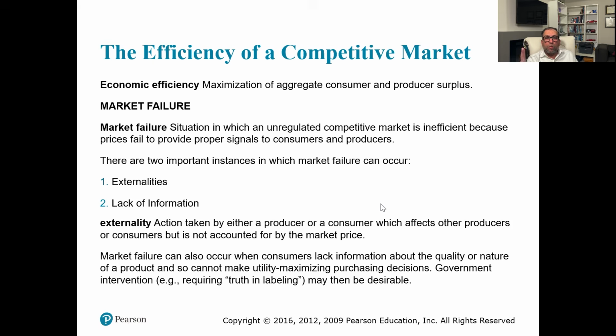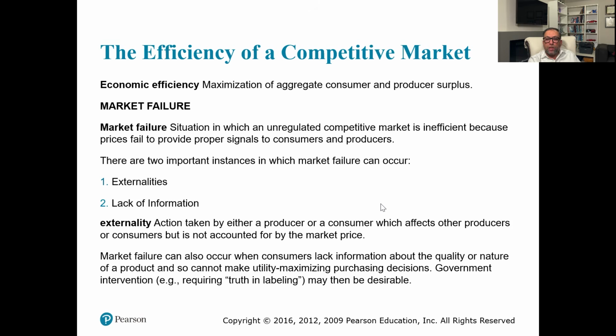Like if one person is smoking, he is the buyer of a cigarette and the seller is the seller of the cigarette, but when he smokes in public, it affects others, and the market is not counting that effect or that loss to the health of those who are standing nearby or close to the smoker. So that's the way that we can define externality.